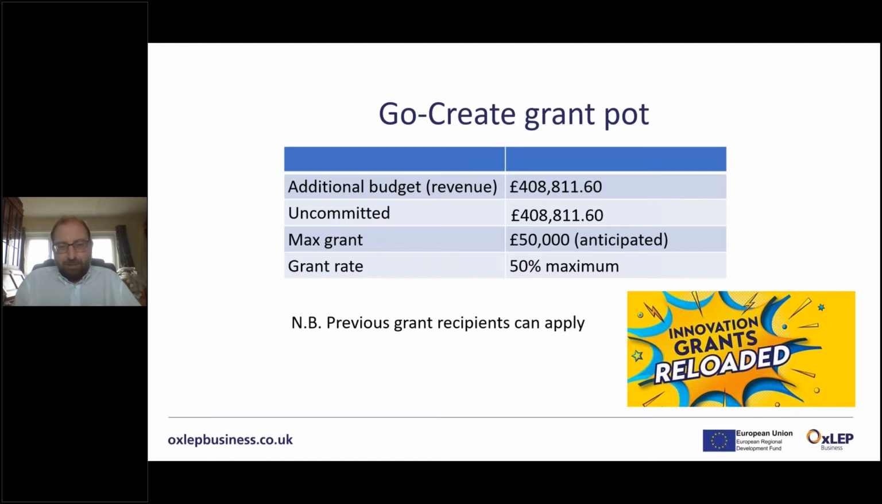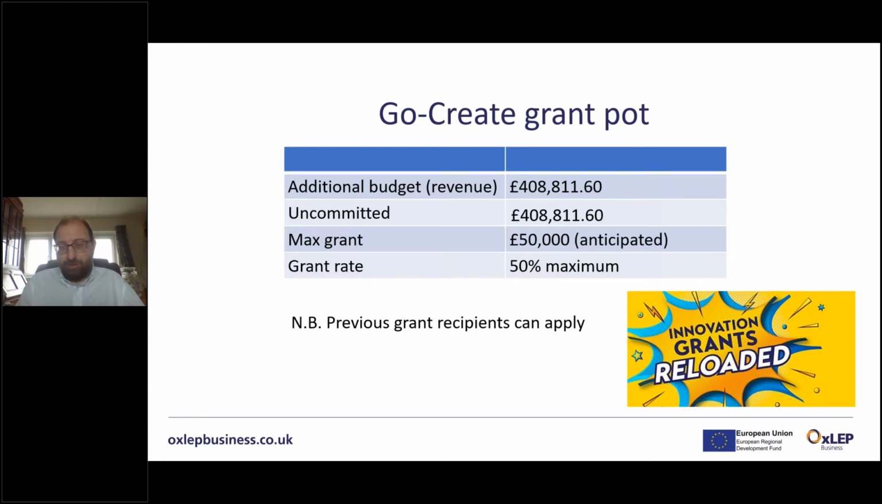So, how much is available? The ISFB programme has recently been extended. So that's my alerts going off. And there is additional revenue budget now available. The additional budget is just under £409,000, 408,811 and 60 pence exactly.